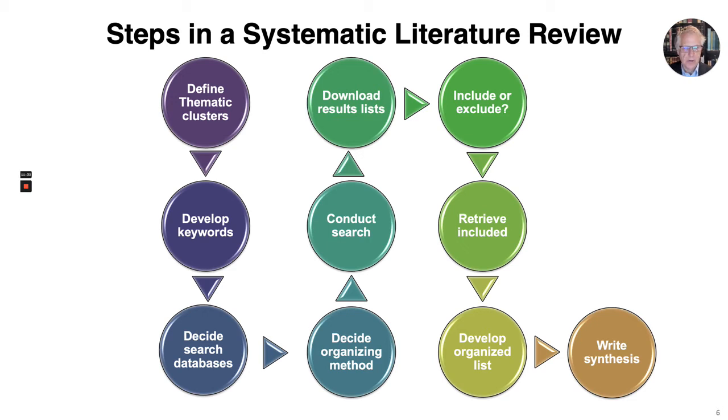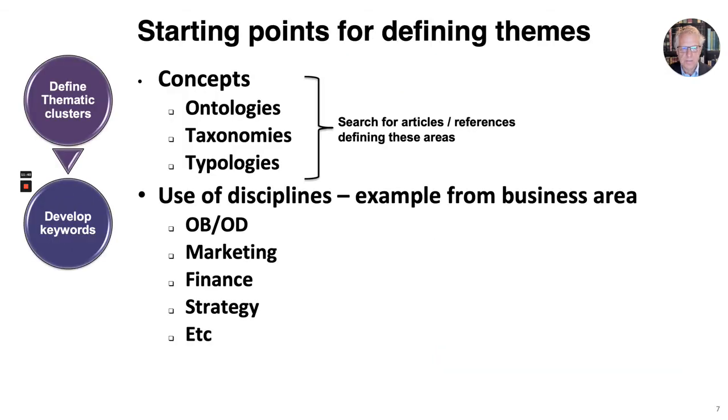Then you develop an organized list. This can be by thematic clusters, this can be by subgroups. There's a number of ways to do that, and then prepare the synthesis. So how do we get to themes and keywords? Several different ways that we can get there, and that will be the focus of most of the rest of this video.